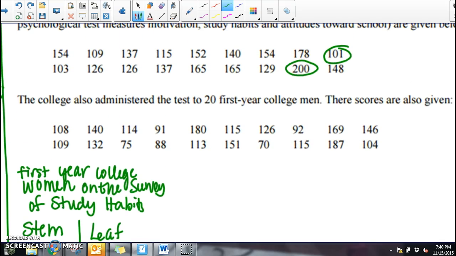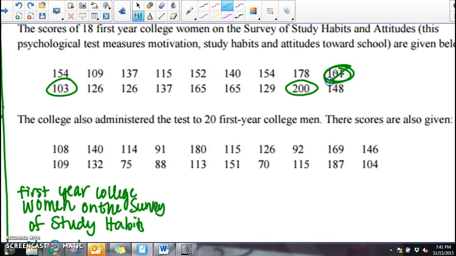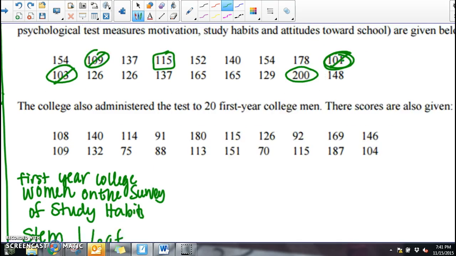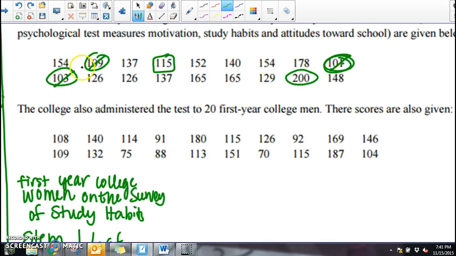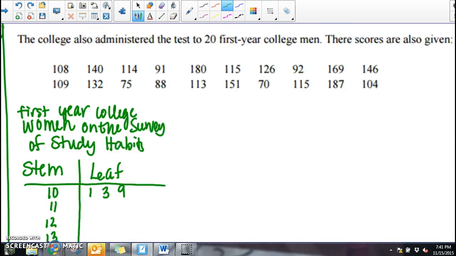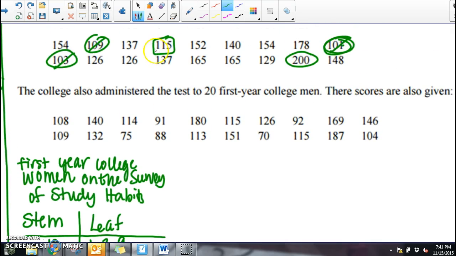So here we go. We'll start with the 10s. So there's 101 and there's 103. So we would do in order 1 and 3. And that would take care of our first two. And then we go to the 110s. Oh, whoops, sorry, missed a 109 there. So that's going to have to include there. So we'll put a 9. All right, we have a 115. And it looks like that's the only one there. So we would do 5. Okay, that's that out.